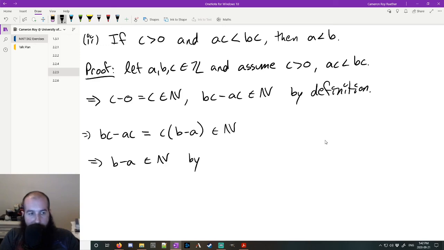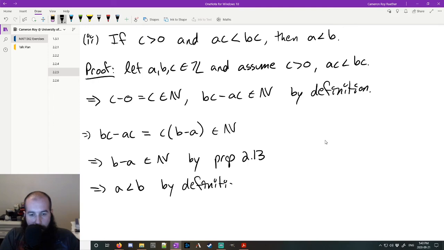This is by proposition 2.13 that we just proved. So now that B minus A is natural, this implies by definition that A is less than B, which is the conclusion we wanted. And this completes the proof.